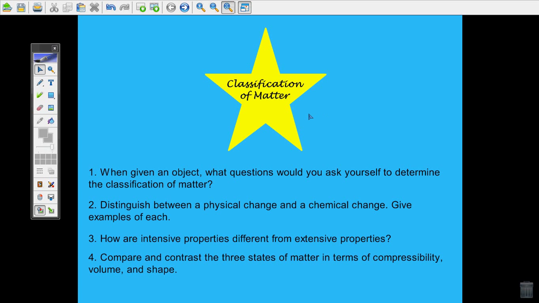Unit 2, Classification of Matter. Make sure at the end of the tutorial you're able to answer these 4 questions.